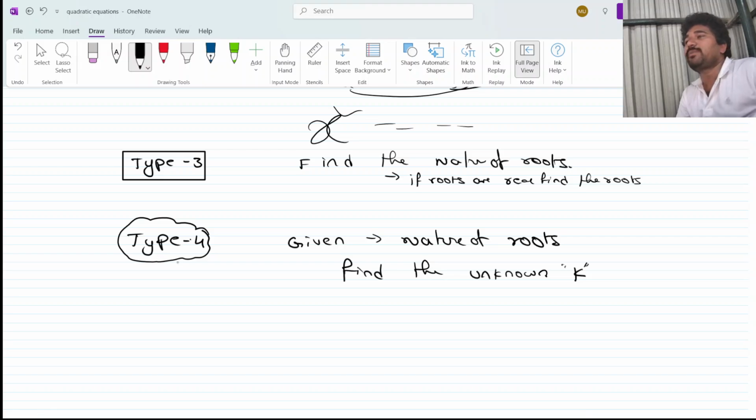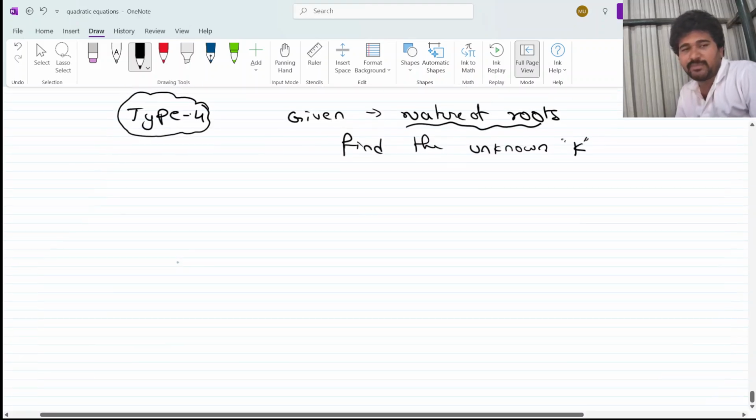You have to take the help of Mr. D, based upon whatever condition he mentioned. If the nature is said to be real and equal, what will you tell D? D should become 0. You will equate D as 0 and you will find that unknown. Is that clear for everybody? Understood? Next, type 5.